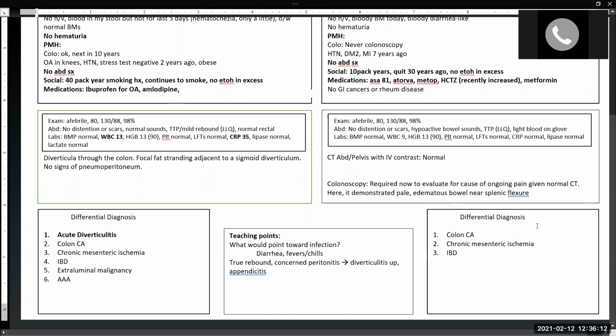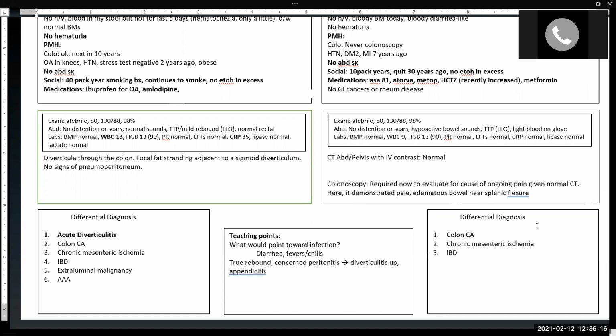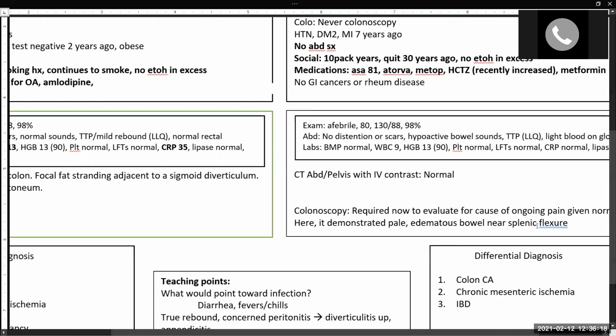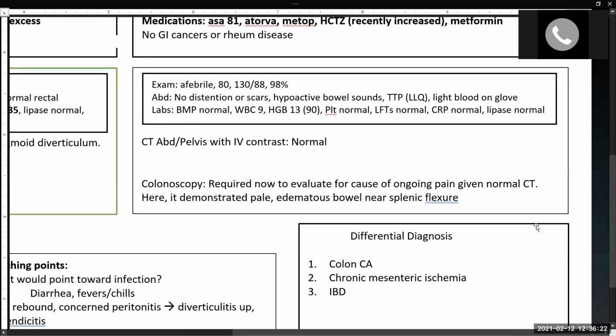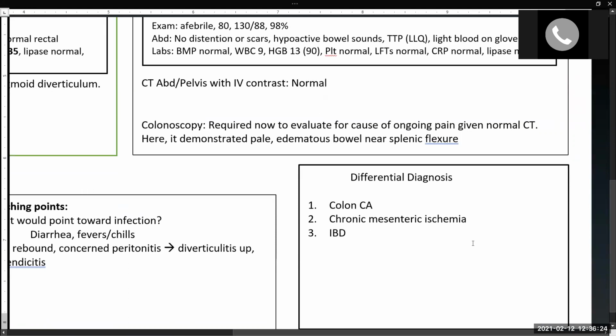I'm blushing. And here is what happened. So in this patient, it was required, given normal CT, and it demonstrated pale edematous bowel near the splenic flexure. Sounds cancer. What else? Okay, Jason thinks maybe sounds cancery. That is not good. Sounds like a watershed. Watershed, so what's the diagnosis? Colonic ischemia. Yeah, ischemic colitis or chronic ischemia. Good.